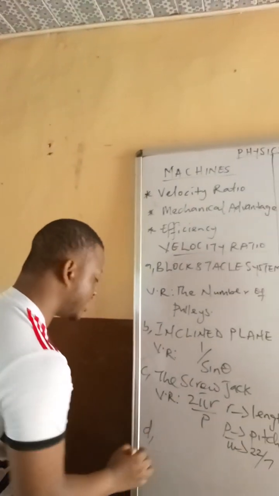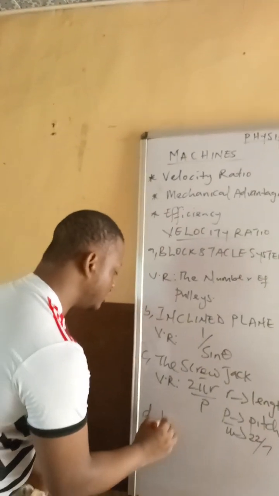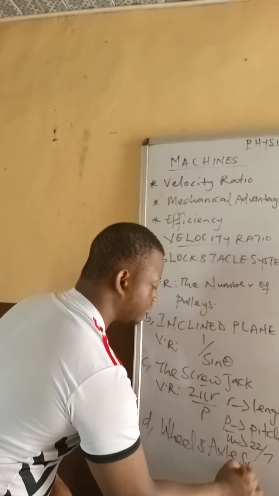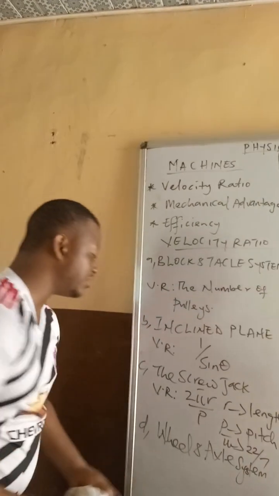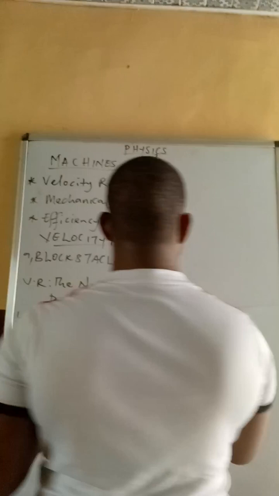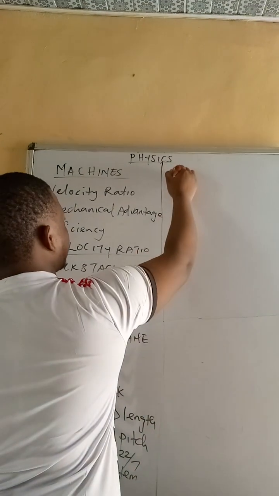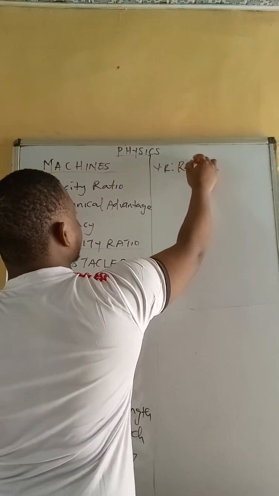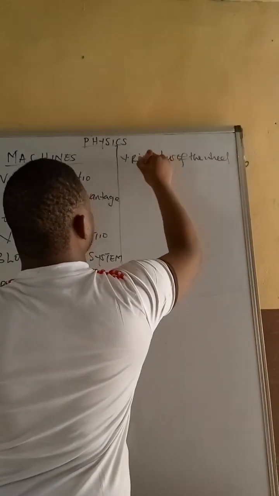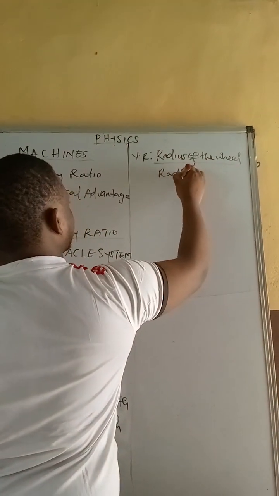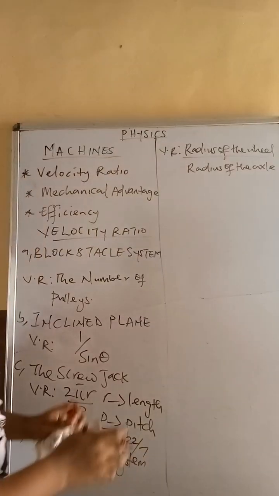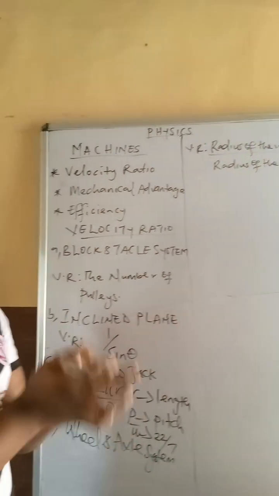Then the last one I will talk about is the wheel and axle system. Under the wheel and axle system, the velocity ratio is the radius of the wheel to the radius of the axle. That is how to get the velocity ratio of machines.